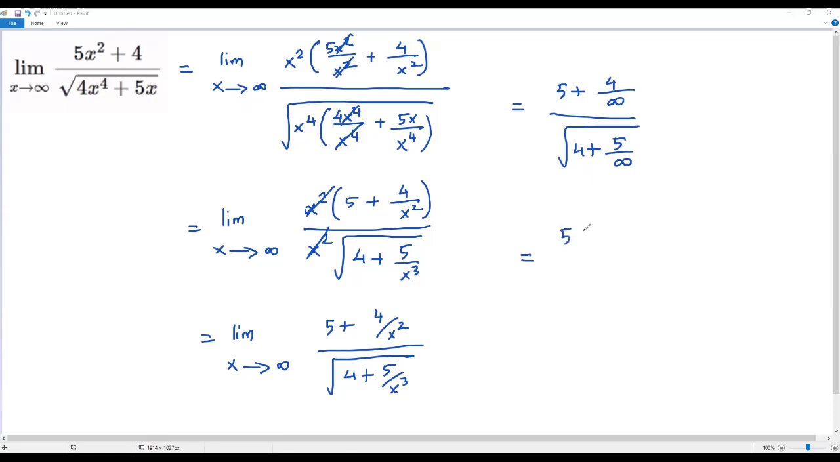So here I divide a finite value, 4, by a very large positive value, and whenever I divide a finite value by infinity, the result is 0. For the same reason, I divide the finite value 5 by infinity, which also results in 0. So 5 plus 0 is just 5, over the square root of 4. We know that the square root of 4 is just 2. So the evaluation of the given limit equals 5 over 2.